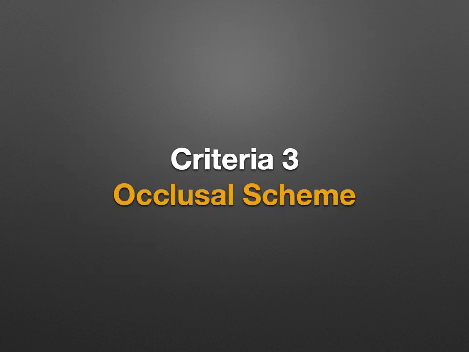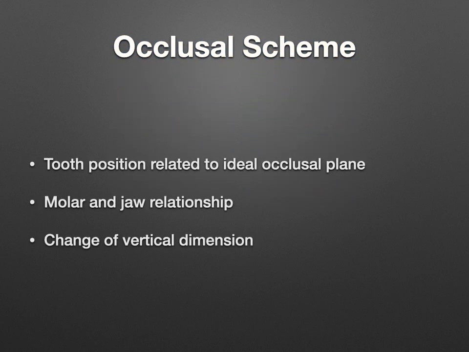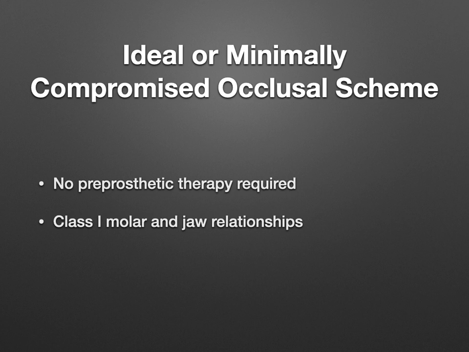The third criteria is about occlusal scheme. The occlusal scheme involves 3 different factors. One is the tooth position related to the ideal occlusal plane, also related to molar and jaw relationship. The third one is whether this case involves a change of the vertical dimension. So if nothing needs to be done, everything is okay, following the occlusal scheme, and the patient has a Class 1 molar and jaw relationship, that will be considered an ideal or minimum compromised occlusal scheme.